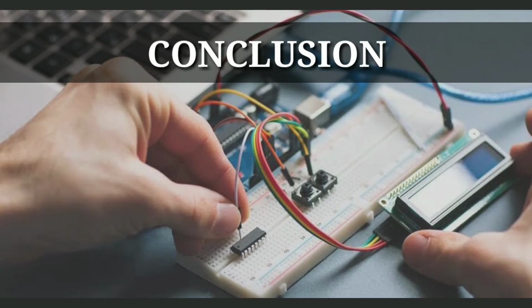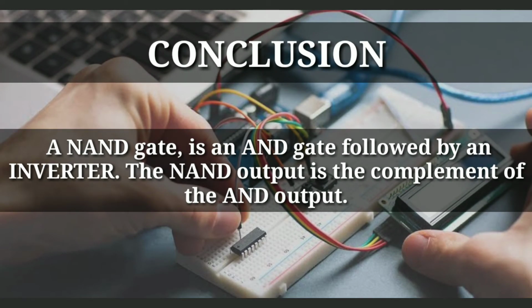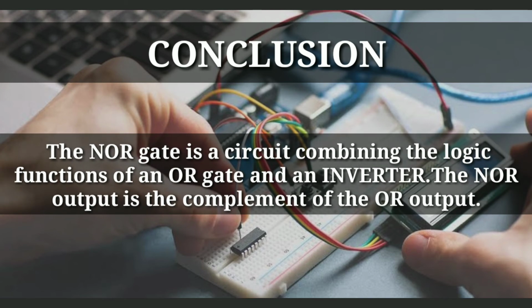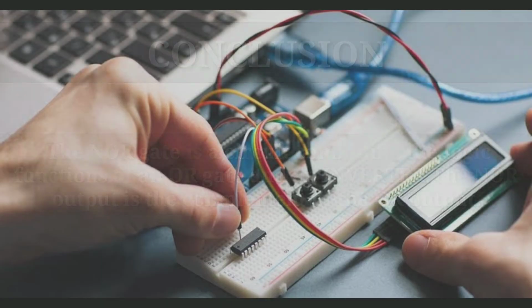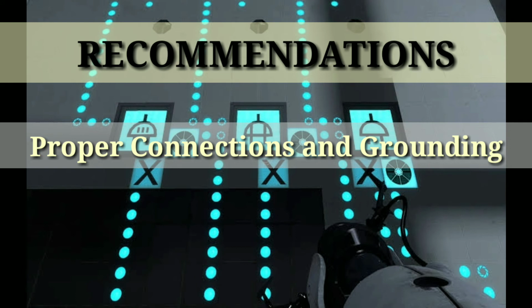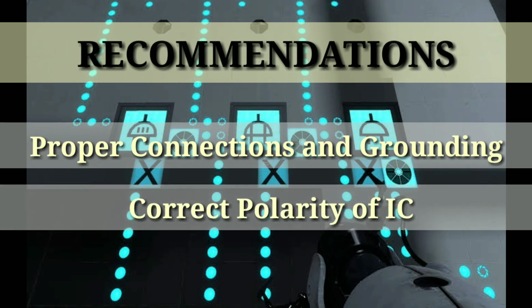As a conclusion, a NAND gate is an AND gate followed by an inverter. The NAND output is the complement of the AND output. Meanwhile, the NOR gate is a circuit combining the logic functions of an OR gate and an inverter. The NOR output is the complement of the OR output. For our recommendation, don't forget the proper connections and grounding of our circuit, and of course, the correct polarity of our integrated circuits considering the notch and pin configurations.